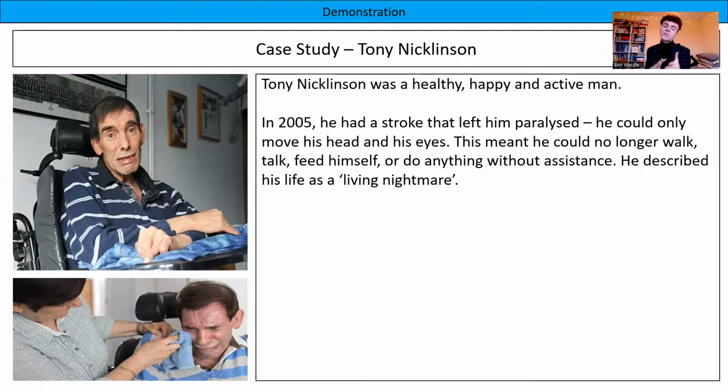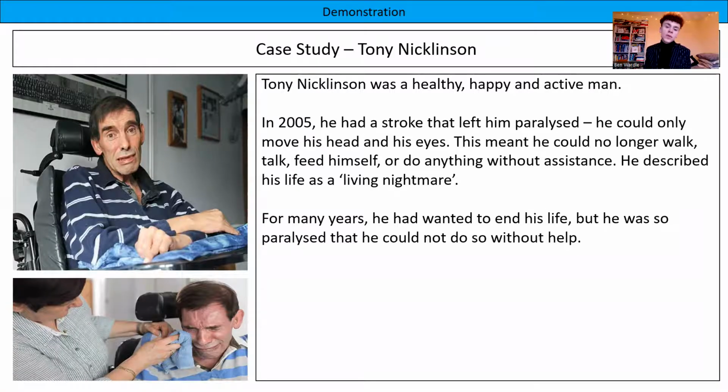And he said, "My life has become a living nightmare. I am completely trapped and I can't stand this." He could not stand the situation he was in. And so, perhaps unsurprisingly, for many years, he had wanted to end his life. But as I mentioned, he was so paralyzed that he could not do so without help. So he was desperately upset, angry, frustrated, in pain.